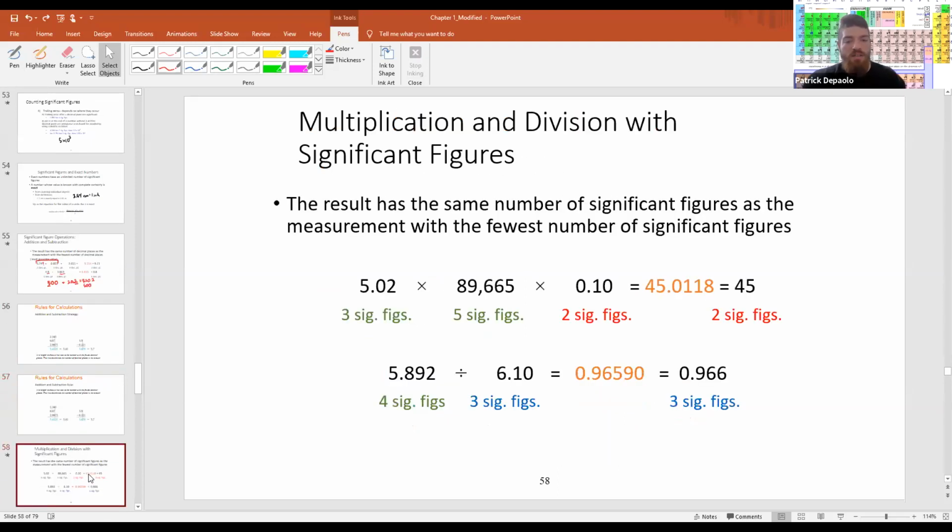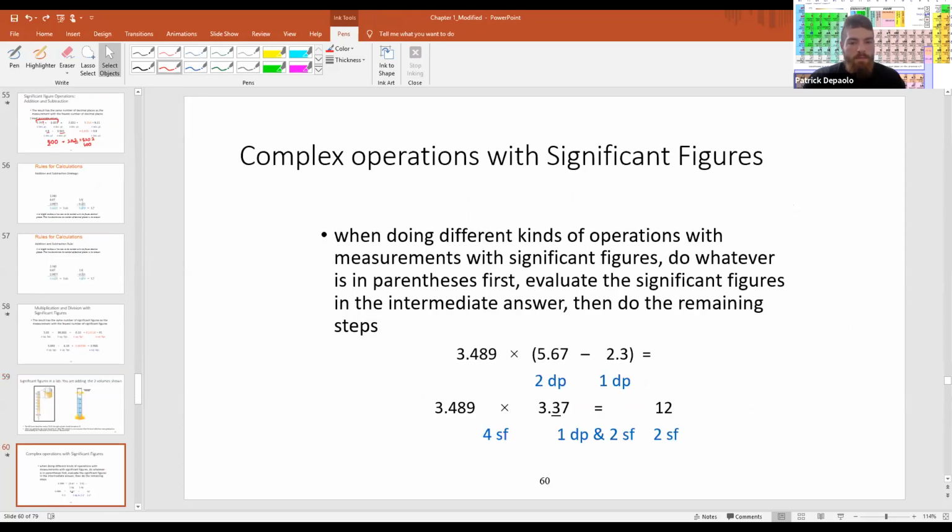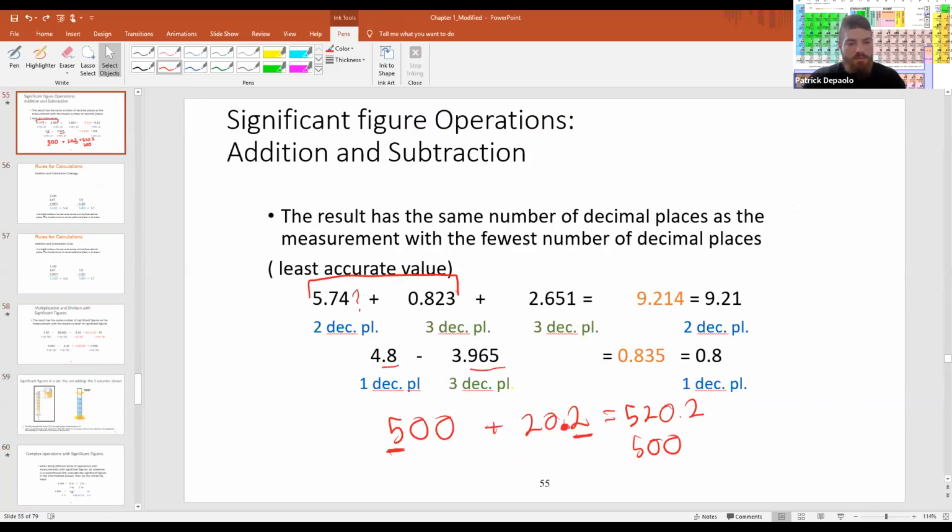Now for multiplication and division. It's a little bit easier. Basically what you do is you take the least number of sig figs in every number that you're multiplying or dividing, and you use that number of sig figs for your answer. For example, 5.02, 3 sig figs, and 5 and 2. Our answer will be in 2, the least amount. 4 and 3 sig figs, our answer would be in 3. That's it. So that's it for multiplication, division, and addition, subtraction. Sorry, I'm blanking.